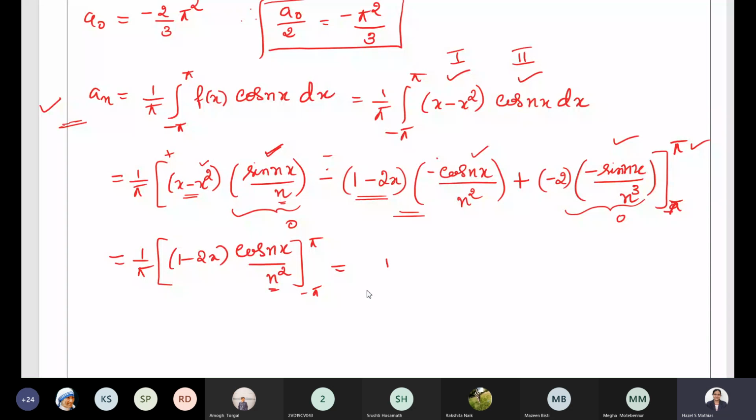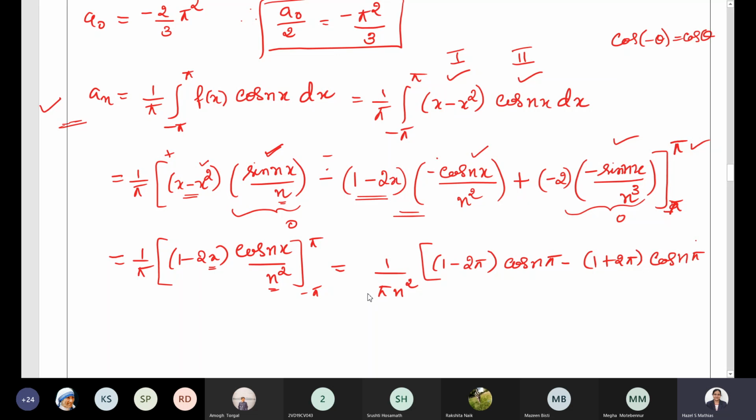So you can take the n square outside. So 1 by pi n square. Now put the upper limit, that is pi. So replace x by pi: 1 minus 2 pi into cos n pi. When you put the lower limit, it will be upper limit minus lower limit. X is minus pi, so you will get 1 plus 2 pi cos of minus n pi, and we know cos of minus theta is plus cos theta only. That's why cos of minus n pi will be cos n pi only. Is it okay?